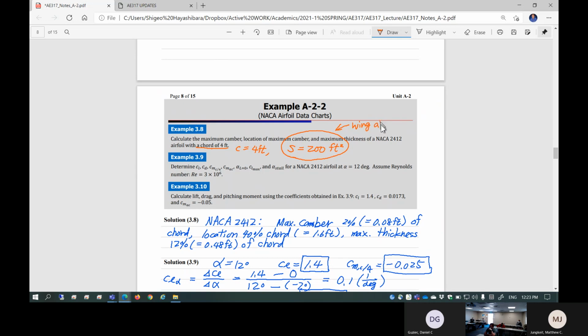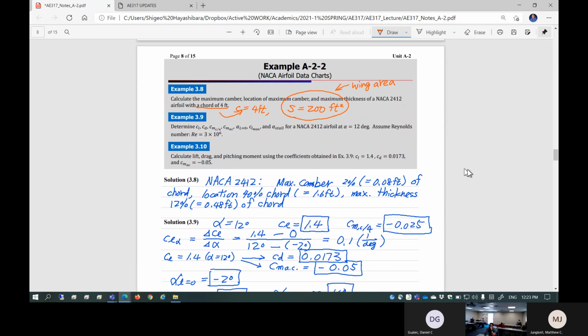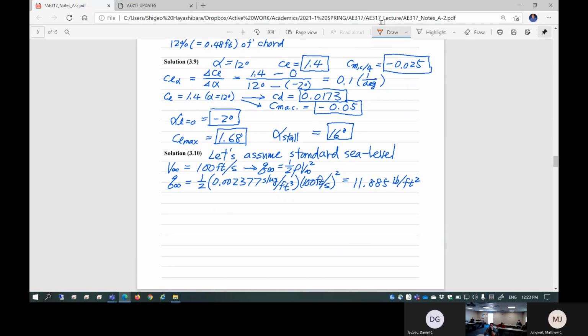Cool. Wing area, chord length, you need to be given both. That's right. Something missing. Sorry about that. Because all of a sudden the solution says wing area 200 square feet. Where does that come from? Nowhere. Okay, anyways. Sorry about that. Okay, chord length 4 feet given, and wing area S 200 square feet, which is not given. I give it to you right now.